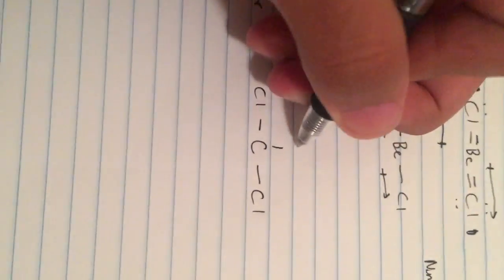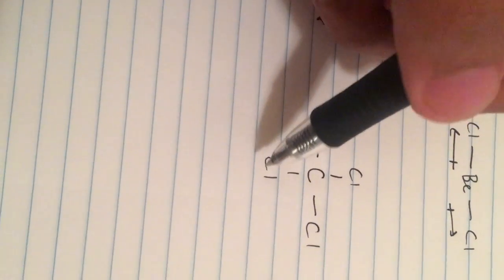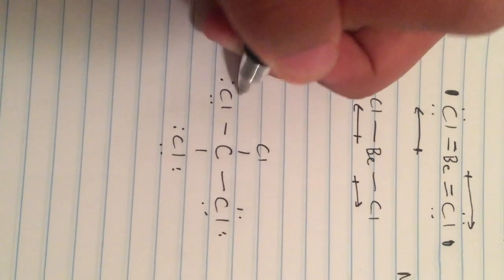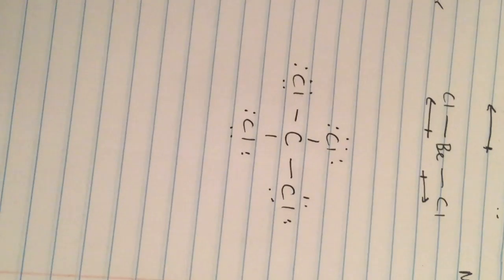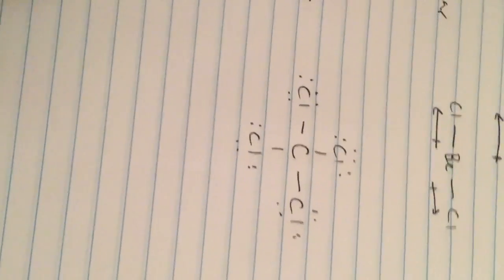C is going to be your central atom, with Cl, Cl, Cl, and Cl. 7 for each Cl, 7, 14, 21, 28, and then you have 4 more from your carbon, so that's 32 total. So yeah, you got all your valence electrons plotted out. Everyone has an octet, fits the octet rule.